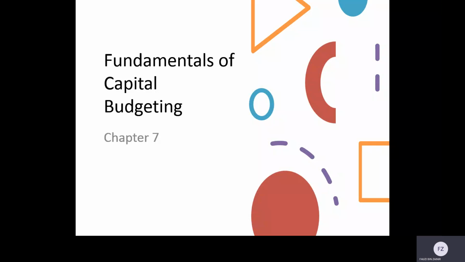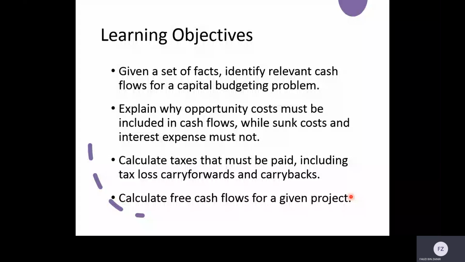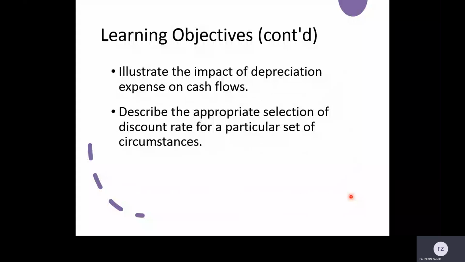So basically what we have already learned in the previous chapter is the techniques on the final part, the evaluation part. But to derive the numbers, we need to go through how to generate the free cash flows in capital budgeting. So this is the chapter we are going to learn on that. And also we're going to illustrate the impact of depreciation on cash flows and describe the appropriate selection of discount rate for a particular set of circumstances.